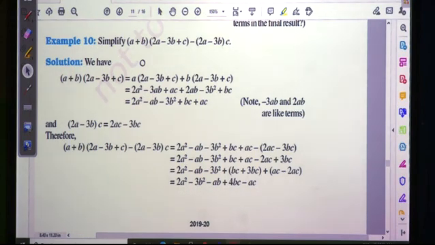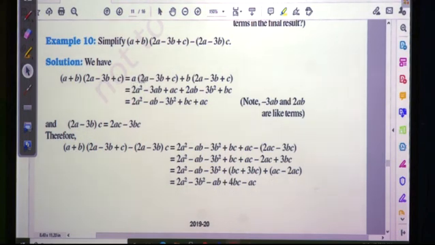We have (a + b)(2a - 3b + c). This is the same way that we were doing in the previous exercise. First we have to simplify these: a(2a - 3b + c) + b(2a - 3b + c).